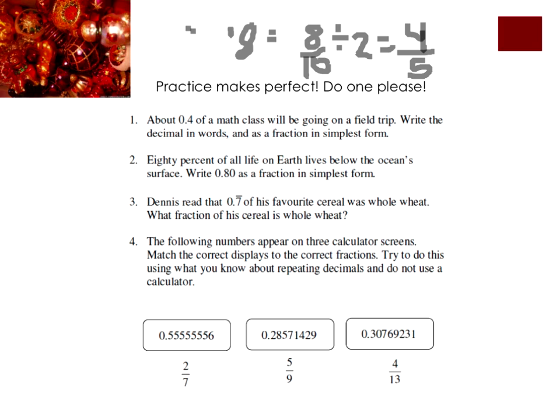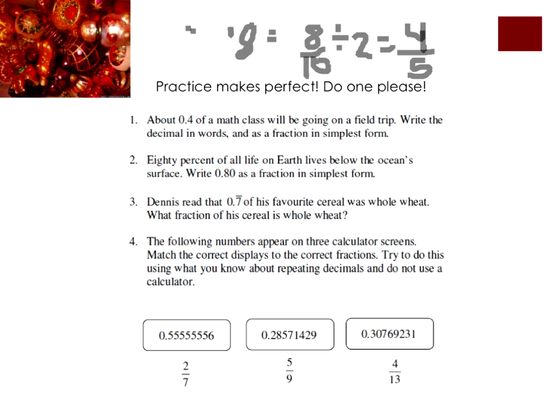All right. Number 3. Dennis read that decimal 0.7 repeating of his favorite cereal was whole wheat. What fraction of his cereal is whole wheat? So remember about repeating decimals, what they are over. And here's the very last one.